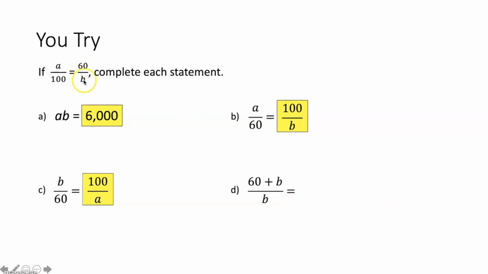Lastly, we have 60 plus B over B equals what? So 60 plus B over B would be numerator plus denominator over denominator, which has to equal numerator plus denominator over denominator, A plus 100 over 100.